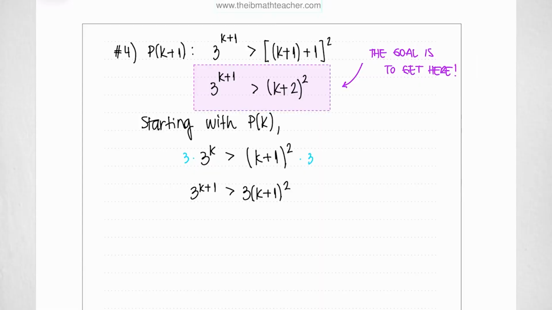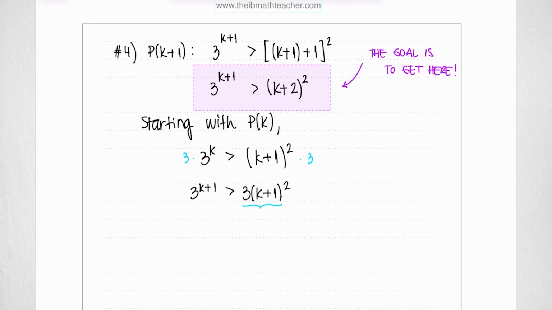But we still need to take care of what shows up on the right-hand side to make it exactly the same as the right-hand side of p of k, meaning we need to get here to k plus 2 squared. Given that 3 times k plus 1 squared is the same thing as 3k squared plus 6k plus 3, what we got here is 3 to the k plus 1 is greater than 3k squared plus 6k plus 3.